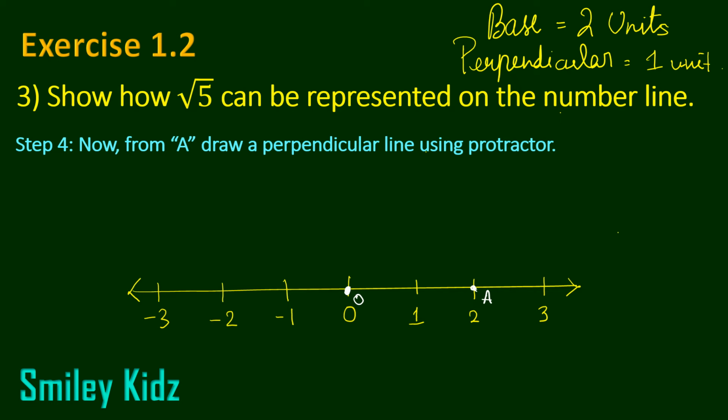Step 4. Now from A, draw a perpendicular line using a protractor. This is our point A, right? Now from A, we need to draw a perpendicular line using the protractor. Okay, so somewhat like this, and join it like this. Now what you're going to do is join this point from which we drew the perpendicular line and A. Let's move ahead and see the next step.